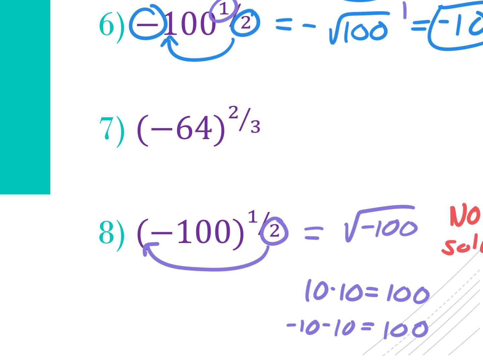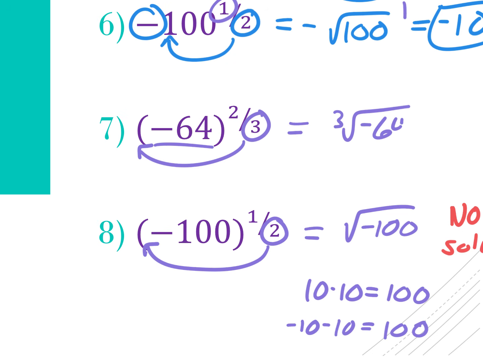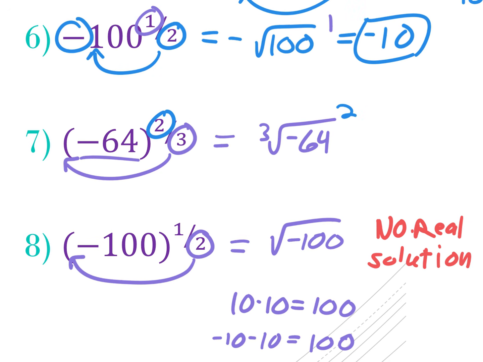Okay, nice work, guys. So then let's try the same thing with 7. All right, how do we interpret this? Okay, so this is a negative 64. That whole thing is the base. Good. So then this 3 is going to go on the outside of the whole thing. This is the cube root of negative 64, all raised to the second power.